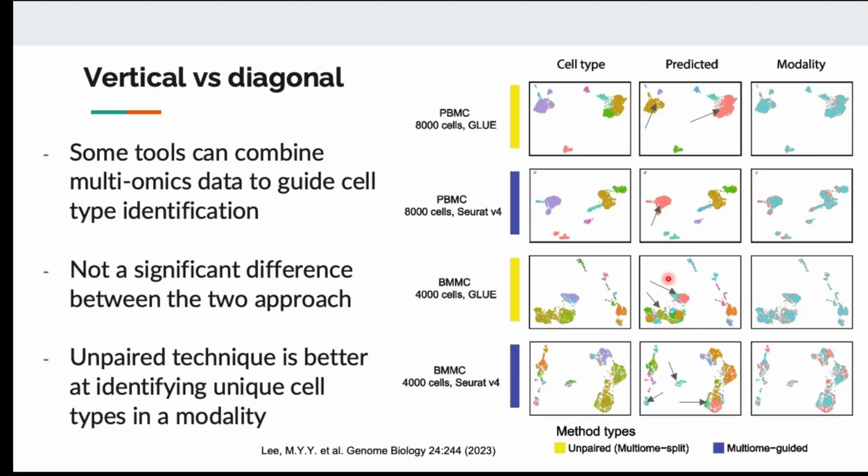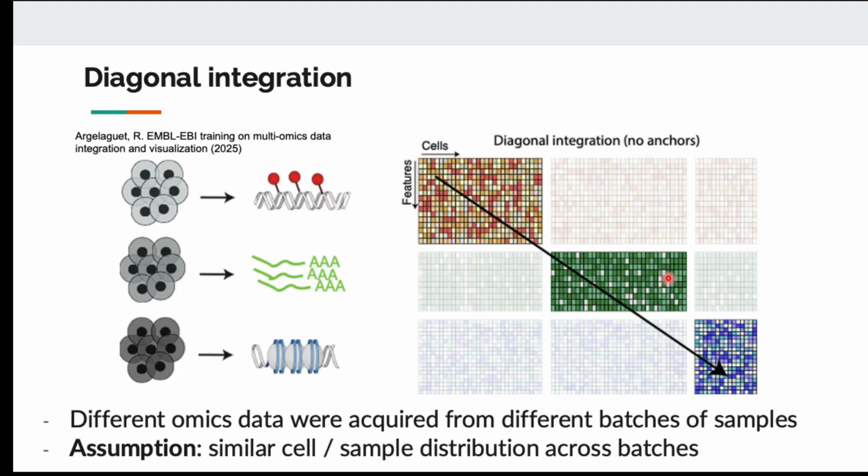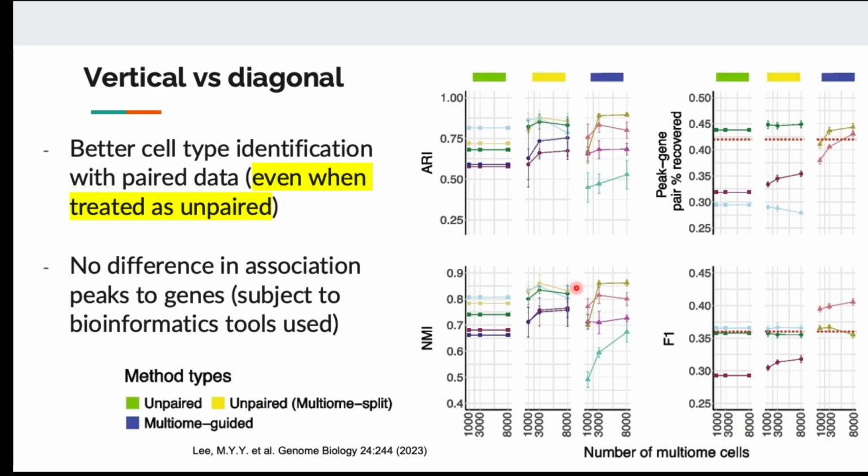So this is one viewpoint that we can see how we integrate different types of omics data under different scenarios. And at least from this paper, at least for the purpose of cell type classification, we don't see too much difference between the scenarios. So that's good news.